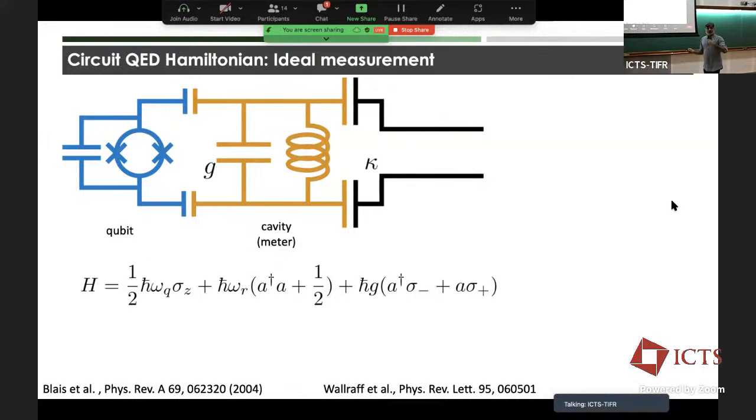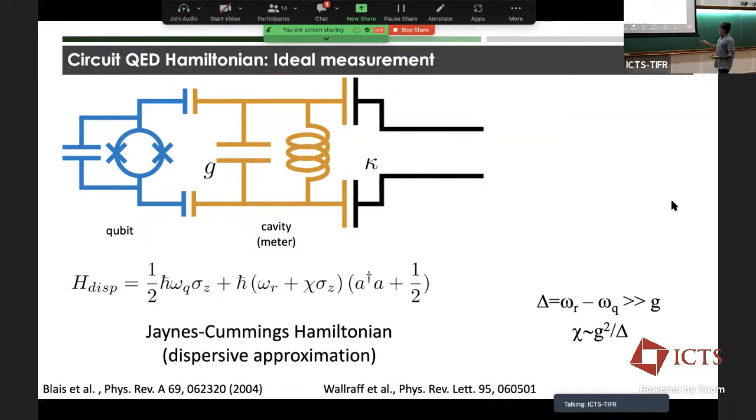But then you do a dispersive approximation where the frequency of these 2 oscillators is far detuned with respect to the coupling strength. And then when you do perturbation theory and find the leading order terms, you get an expression like this. So you have your qubit, but now your cavity term has a qubit state dependent term in it, right?